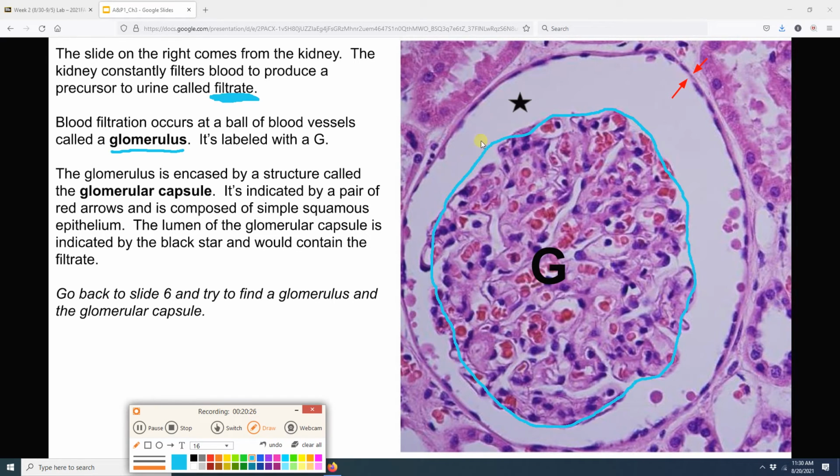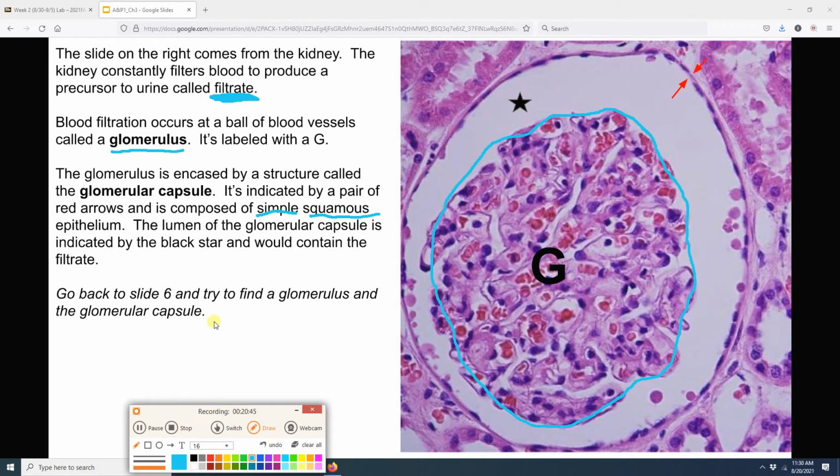Now, the glomerular capsule itself, if you look at it, notice it is very skinny. I put 2 arrows on it to highlight its skinniness. It is a single layer of flat cells. So its epithelium type is good old simple squamous.